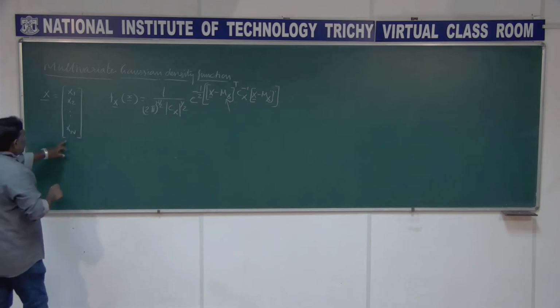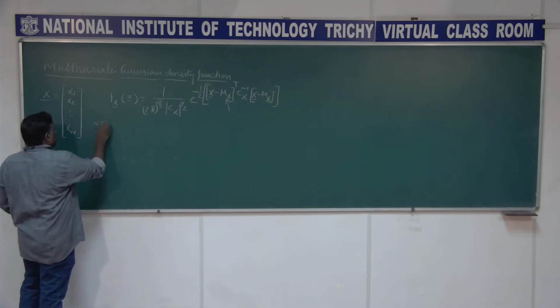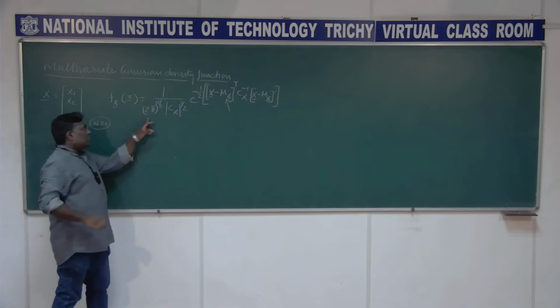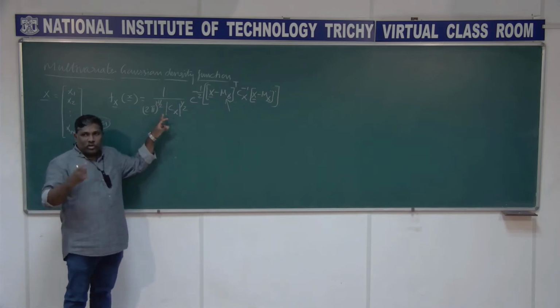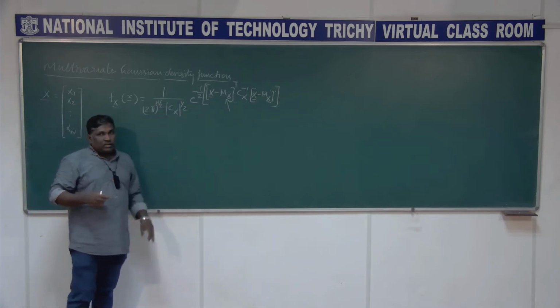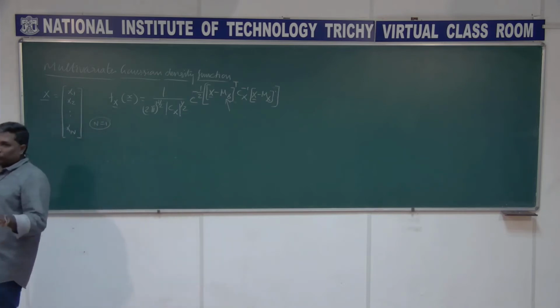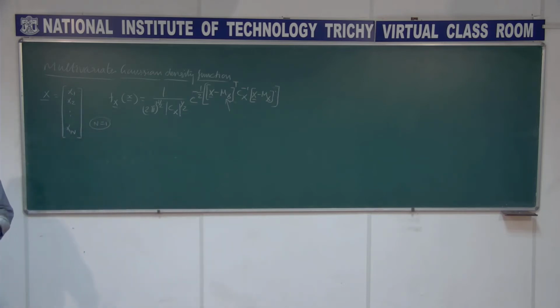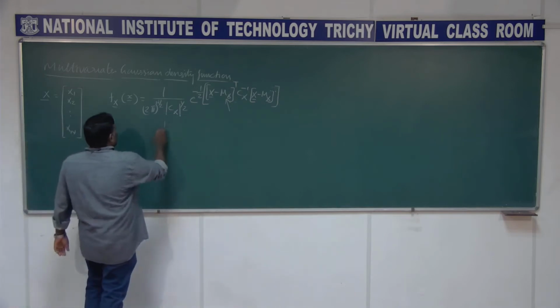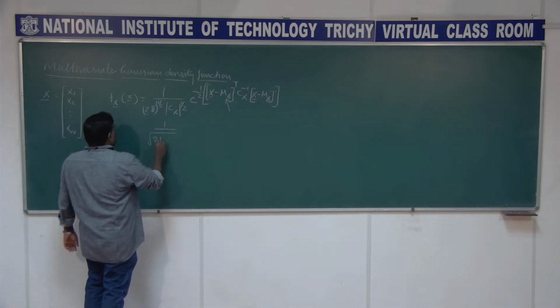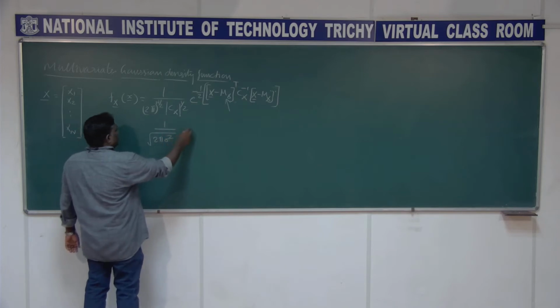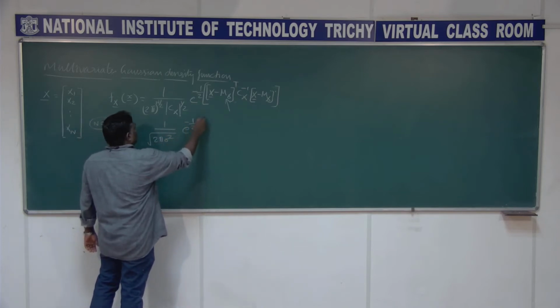If capital N is just 1, you get 2 pi power half, that is the square root of 2 pi here, and your Cx is simply what? Sigma square, right? It is just a variance. So you get the square root of 2 pi sigma square, right?